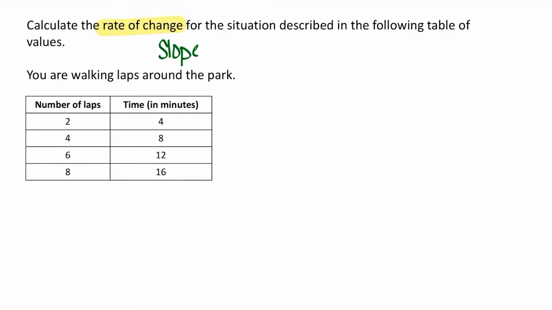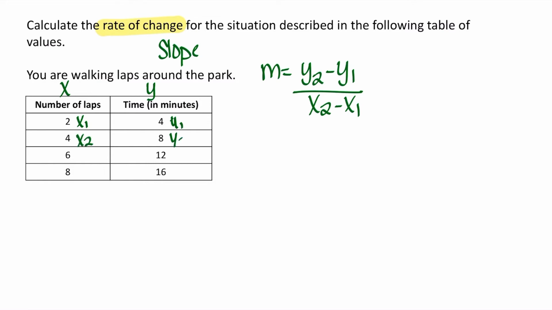We need slope, so we have m equals y2 minus y1 over x2 minus x1. When I'm using this formula, remember I need to label my values. Everything in the left column, the number of laps, is going to be x, and the time in minutes is going to be y. I'm just going to pick two values and label them x1, y1, and x2, y2. I'm just going to pick the first points. Now I just need to plug into this formula.